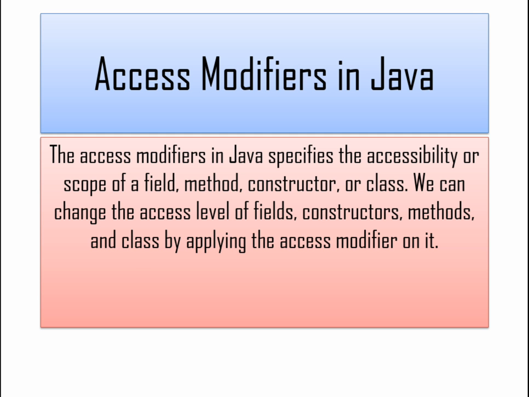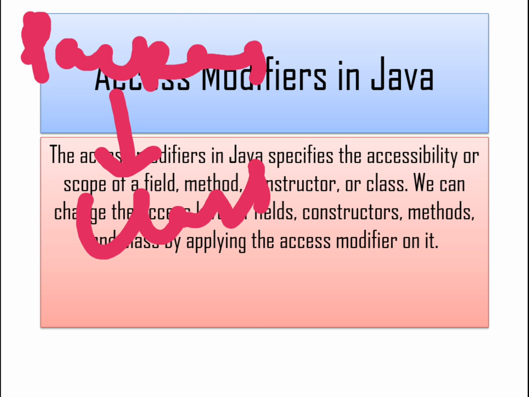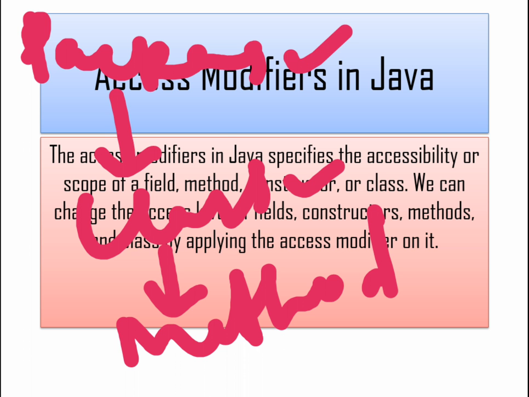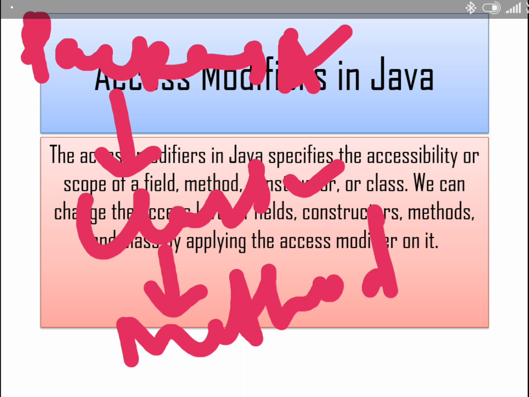I think you remember in the last class we discussed the hierarchy. There is a package, below the package there is a class, and below the class there is a method. So here we are going to discuss whether the accessibility of the variable is up to the class only, or up to the package only, or up to different packages also. Suppose this is package A, there is also package B. The accessibility of the field, method, constructor or class, to which packages or classes it is accessible, is defined by the access modifiers.